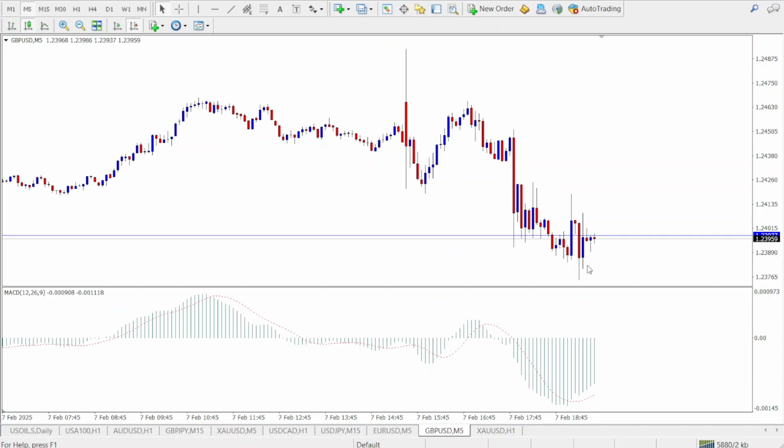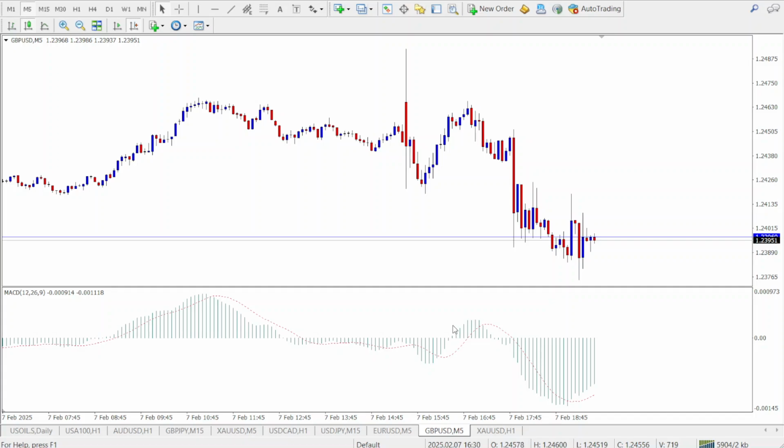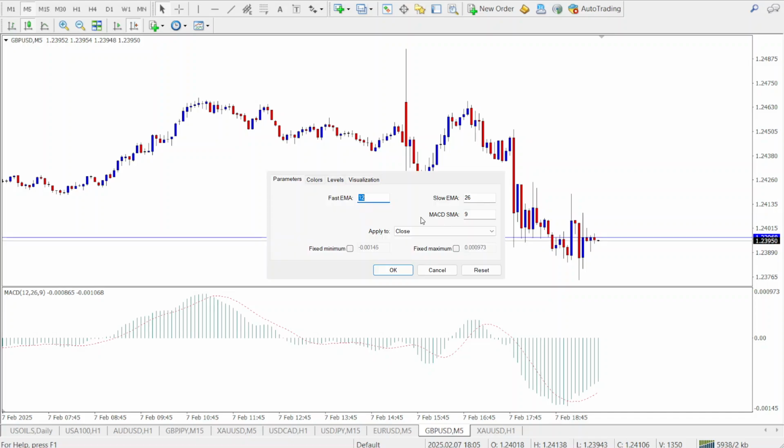When the MACD line crosses above the signal line, it's a bullish signal, and when it crosses below, it's a bearish signal. But to use it effectively for swing trading, we need to apply the right strategy. The standard MACD settings are 12, 26, 9, as you can see here.